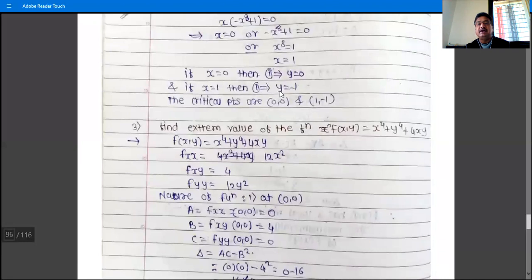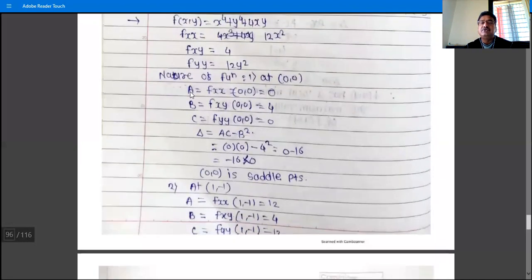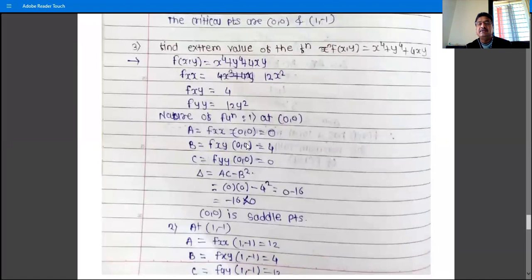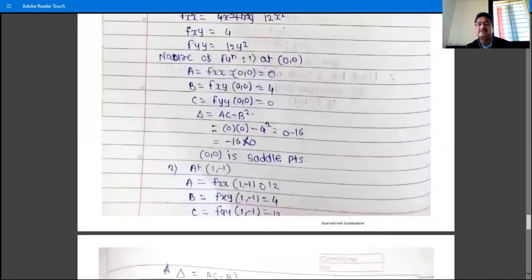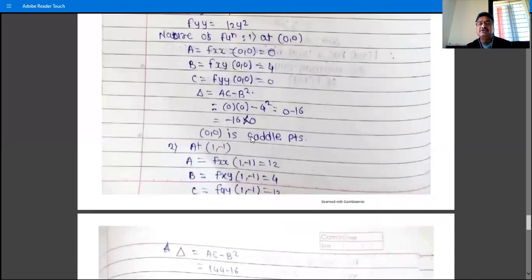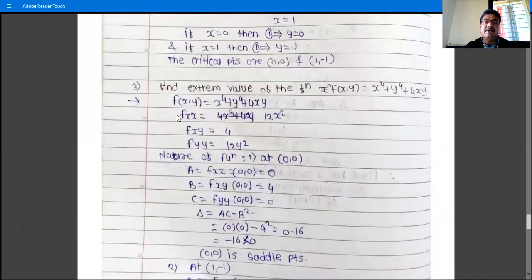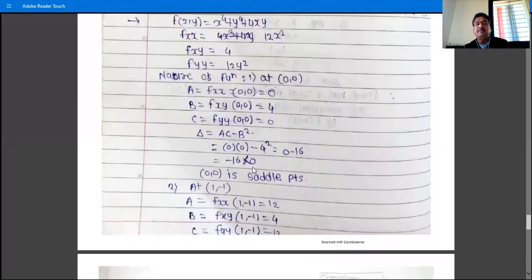Then nature of the function. There are 2 critical points. So number 1, at point (0, 0). Nature of the function at point (0, 0). So find capital A. Capital A means fxx at (0, 0). The value of fxx at (0, 0): substitute x is equal to 0 and y is equal to 0, then we have the answer 0. Capital B is what? Fxy at (0, 0) is 4. And fyy at (0, 0) is again 0. And then delta is AC minus B square, 0 into 0 minus 4 square, that is minus 16. Delta is less than 0 means (0, 0) is a saddle point. That is, the function is neither maximum nor minimum at (0, 0).